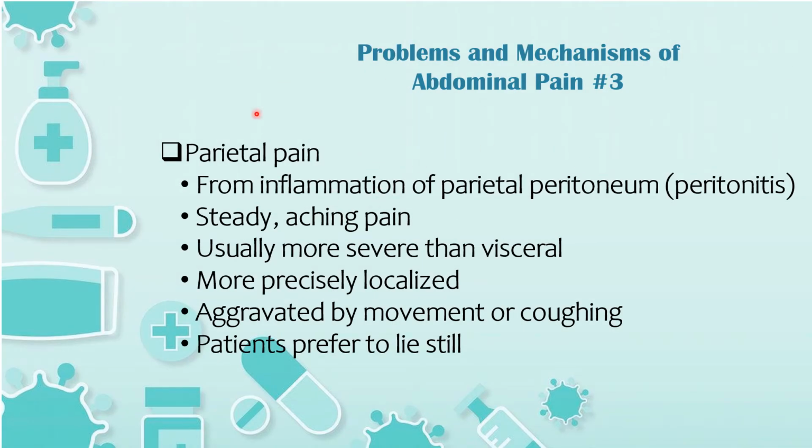So another type of pain, or patterns and mechanisms of abdominal pain, the second one is what we call the parietal pain, which originates from inflammation of the parietal peritoneum, known as peritonitis. It is steady, aching pain that is usually more severe than visceral pain. Okay, it is more precisely localized. It is aggravated by movement or coughing, so mas sumasakit siya, and the patients prefer to lie still. Mas gusto niyang nakahiga lang.